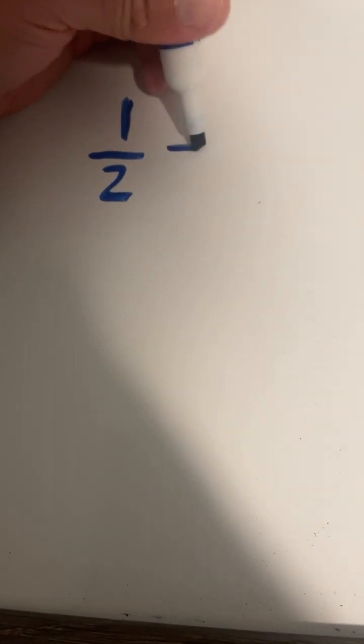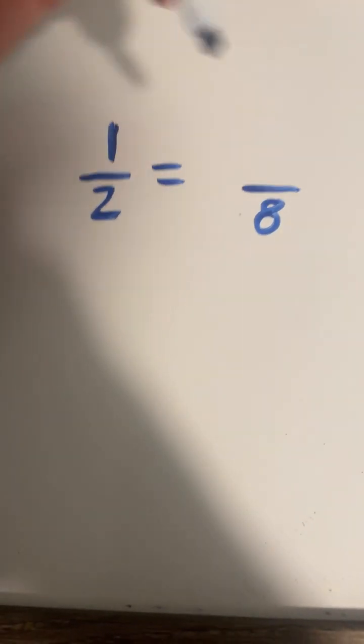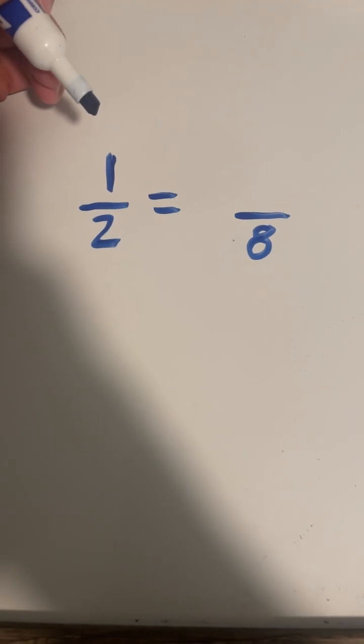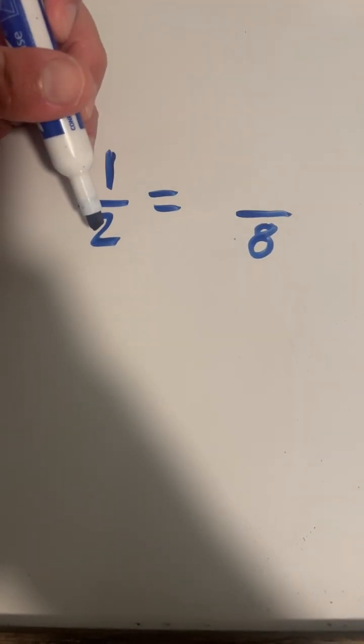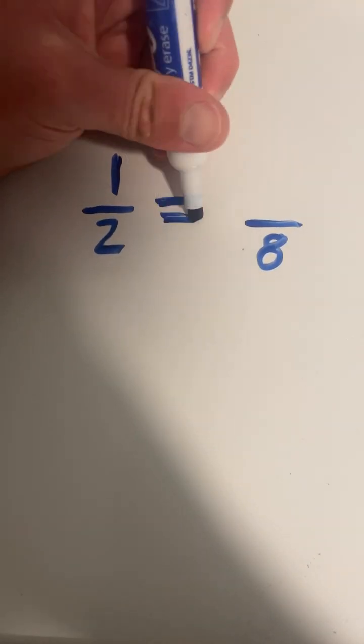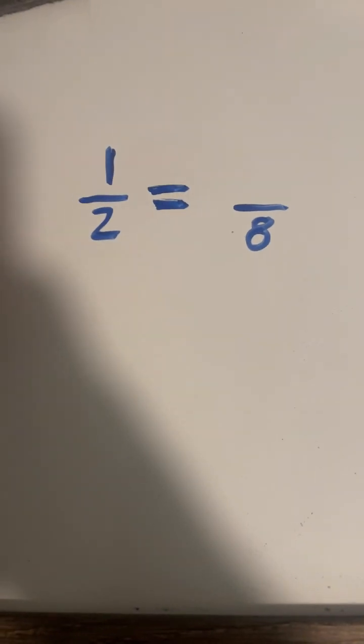All right, what would 1/2 equal in eighths? So to find this answer, we have to figure out how many times you have to multiply 2 to get to 8. If you know your multiplication facts, if you have them memorized, it makes it a lot easier. But if you don't, here's how you go about figuring that out.